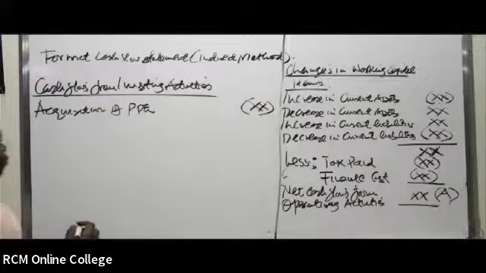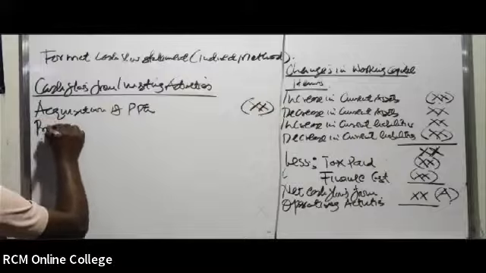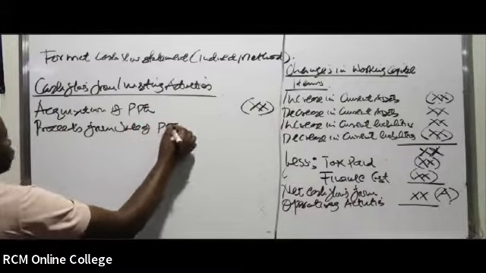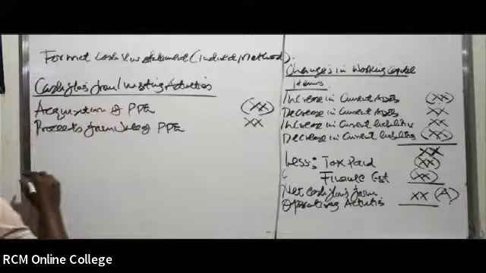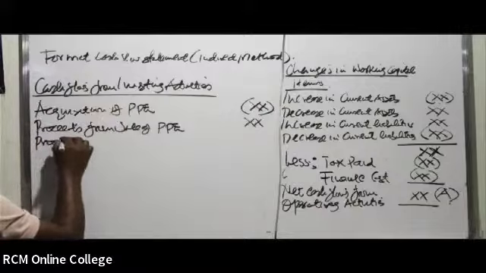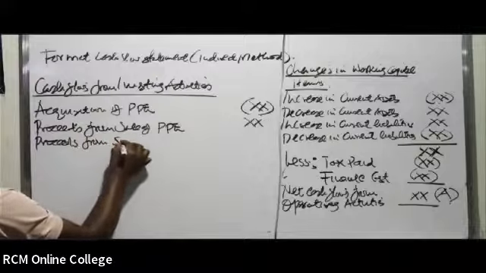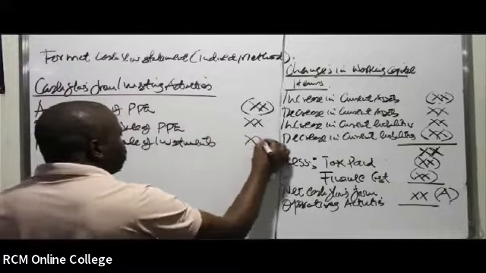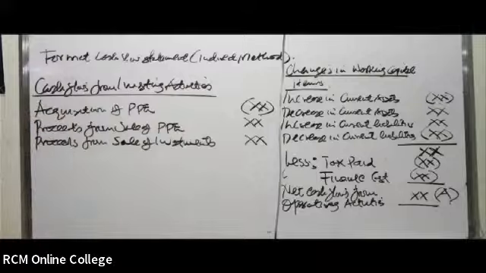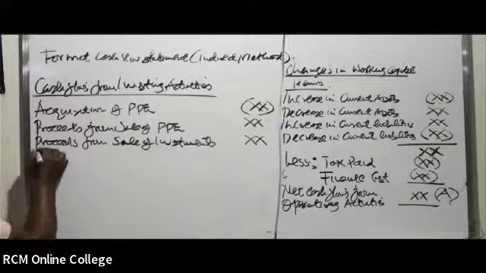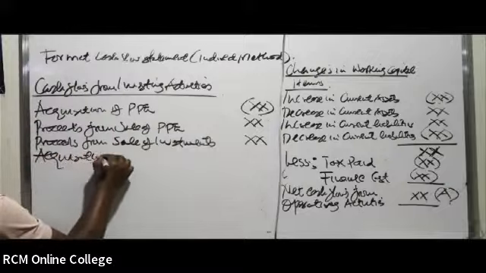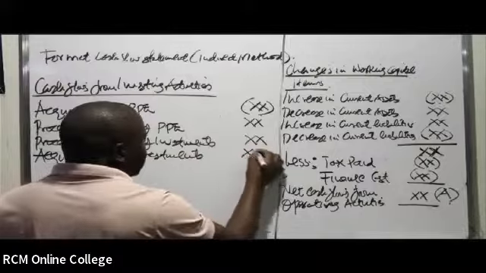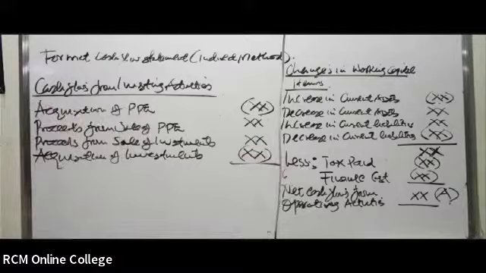Then proceeds from sale of PPE. This is an inflow. Money is coming in. Maybe there can be proceeds from sale of investments. If you had shares, then you sold, proceeds from sale of investments is an inflow. Maybe in this case, it can be acquisition of investments. That is an outflow. You deduct. So majorly that is what normally happens there.